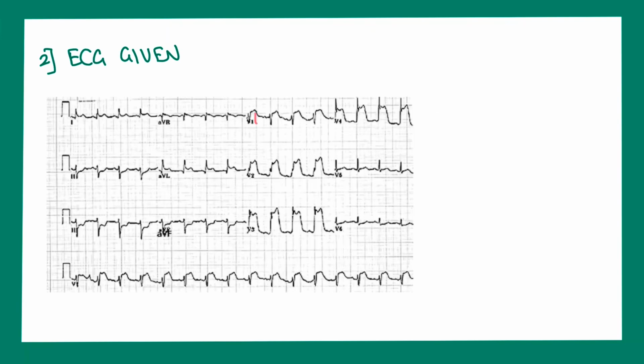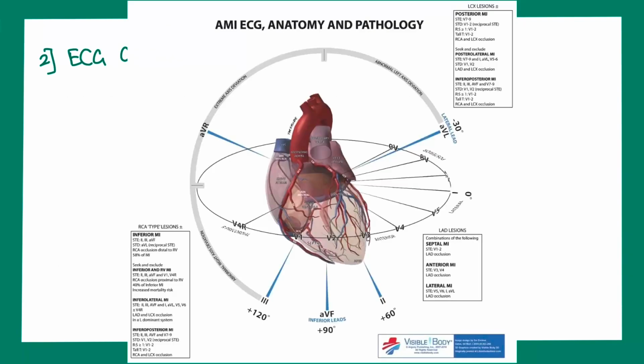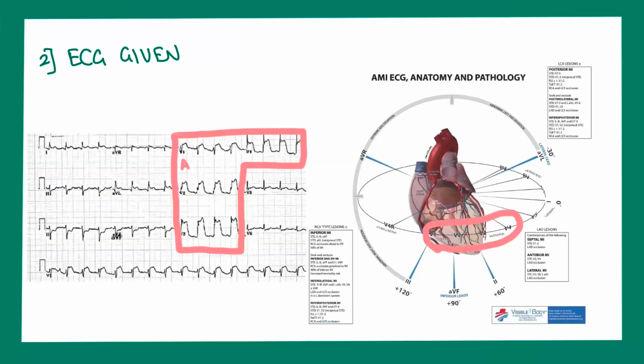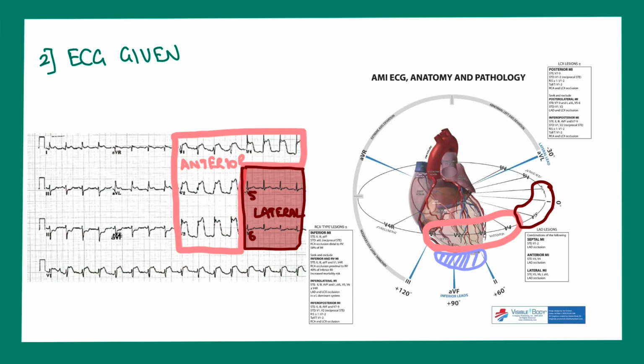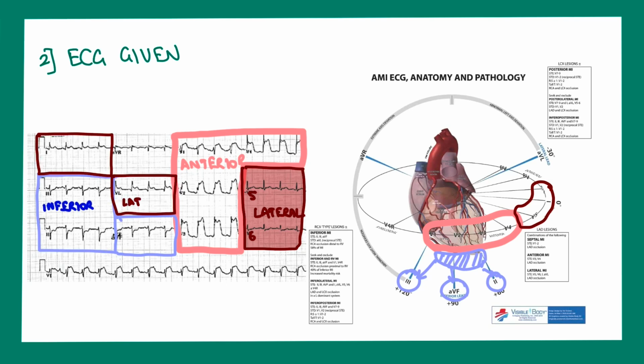Next, an ECG question was given, which was showing MI. So in any case of MI, how to localize? First, the leads facing the myocardial infarction will be showing ST elevation. If it is the anterior wall, then the chest leads V1 to V4 will be showing ST elevation. So anterior wall MI will be having ST elevation in V1 to V4. If it is lateral wall, then it will be V5, V6 and 1 and AVL. If it is inferior wall, then the inferior leads, which are 2, 3, AVF, will be showing ST elevations.